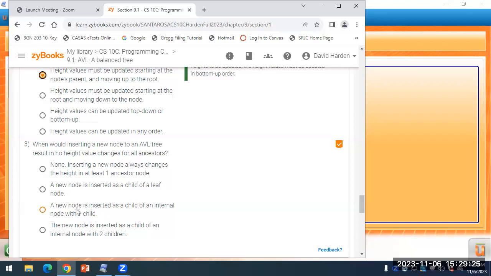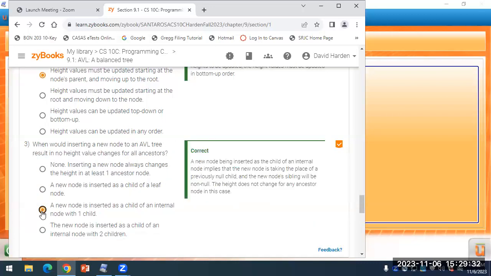But I think that's it. A new node is inserted as a child of a leaf node. Not necessarily. No. Okay, so I think it's this guy. All right.